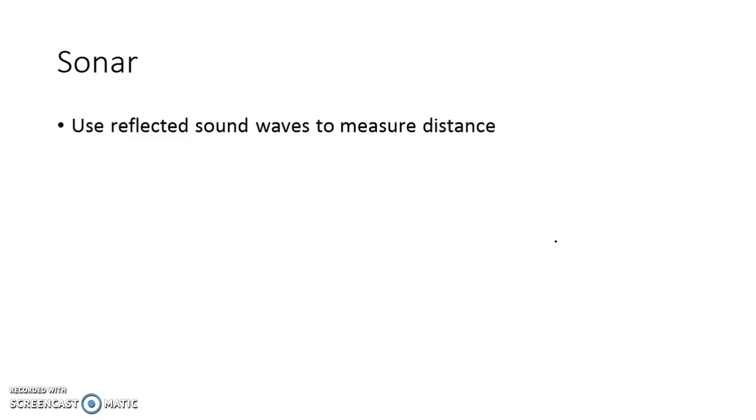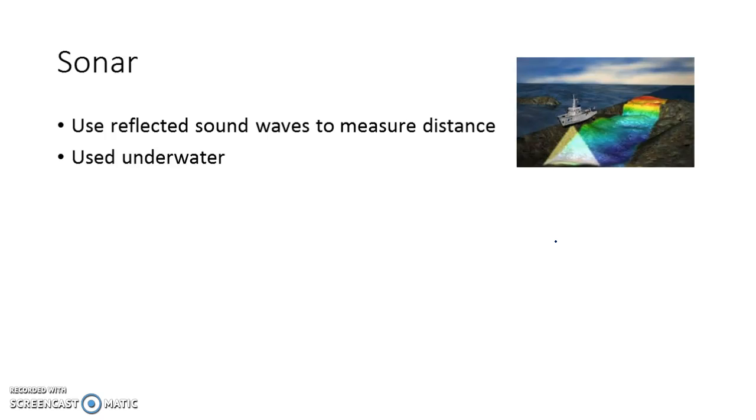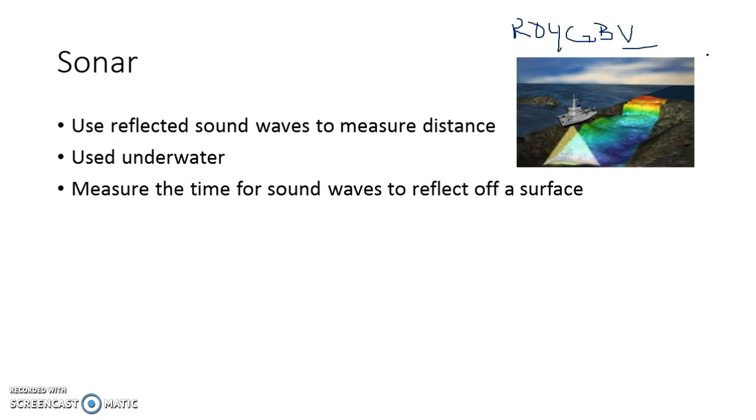Okay, sonar. Sonar uses reflected sound, and it measures distance. It's used underwater. So here's an example of a boat using sonar to detect how deep the sea is. The closer the sea floor is, it's red, and then it changes through the colors of the rainbow, ROY G. BIV, right? And the deeper it is, the closer it is to the violet. All right, well, submarines can also use them to find things.